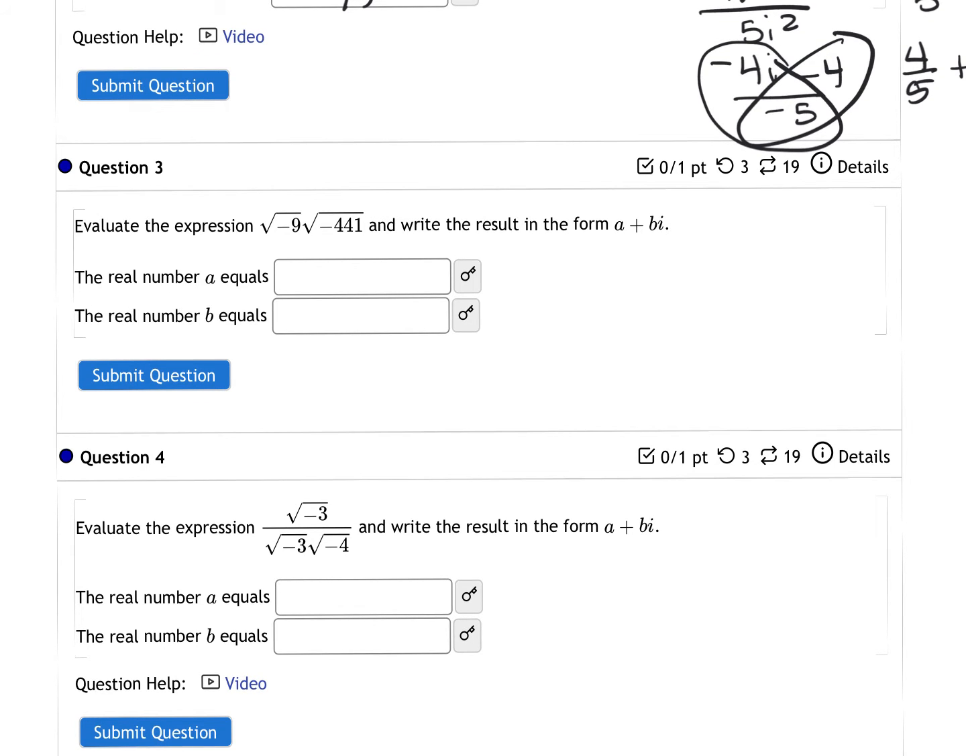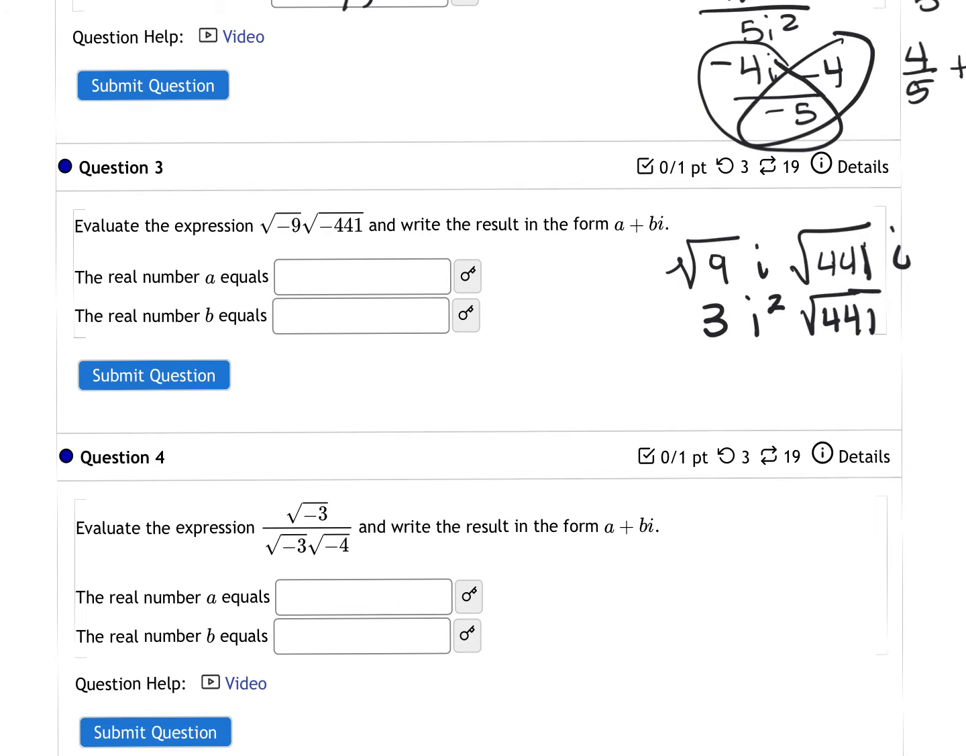All right. Before you can do anything with the negative square root, you have to put the i first. That changes everything. So this is negative 9i, square root of 441i. So this is the square root of 9, which is 3, i squared. The square root of 441, I think, is 21.